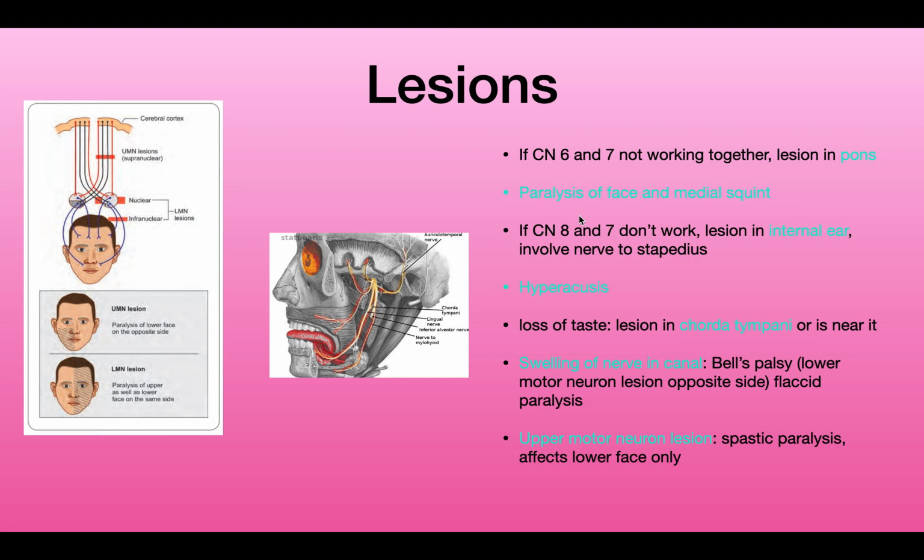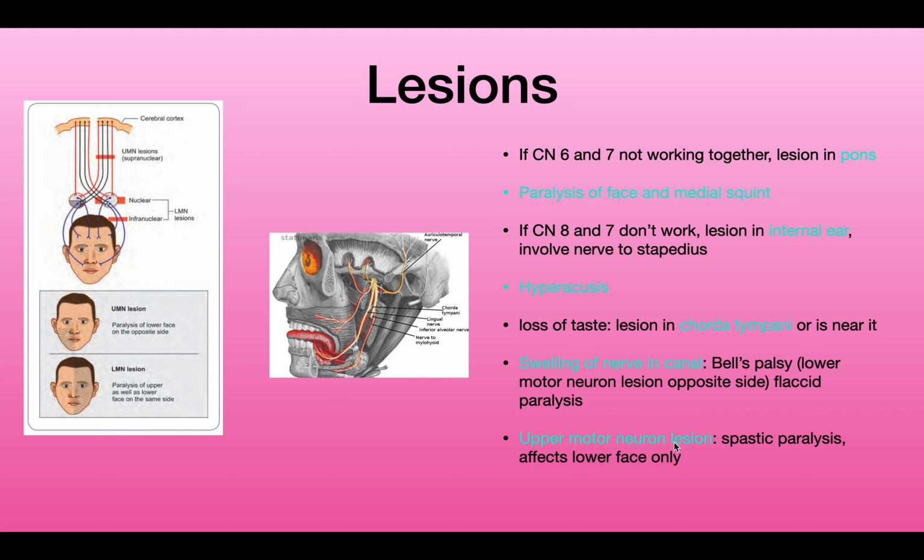So if cranial nerve number 8 and 7 don't work, there's going to be a lesion usually in the inner ear, and that involves the nerve to the stapedius. In these patients, there's going to be hyperacusis, which is where sounds are too loud, too intense. There's a loss of taste, and there's a lesion in the chorda tympani, and a swelling of the nerve in the canal is going to cause the Bell's palsy.